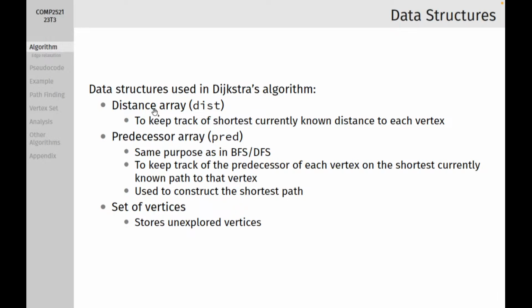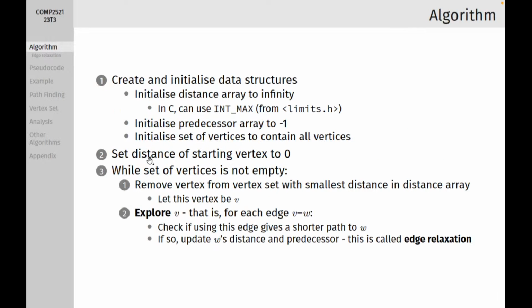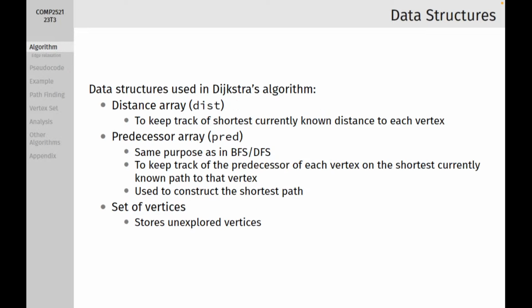Okay, so that's the distance array. We also have a predecessor array, right? The predecessor array has the same purpose as in BFS and DFS. The purpose is to keep track of the predecessor of each vertex on the shortest currently known path to that vertex. After Dijkstra's algorithm has finished, we can use it to construct the shortest path to each vertex.